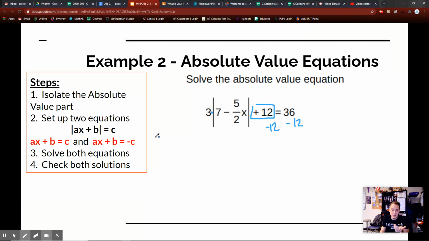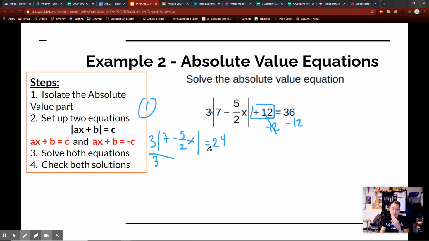So what do I have now? I have 3 times the absolute value, because we're still on the first step, of 7 minus 5 all over 2x. And this equals 12 minus 12, which is just 0, and then 36 minus 12 is 24.